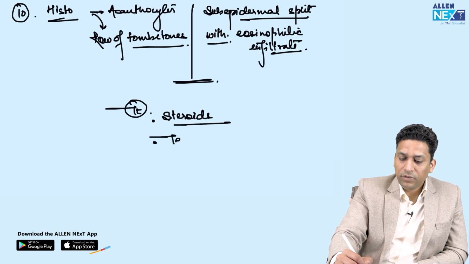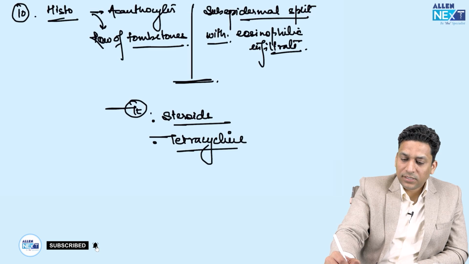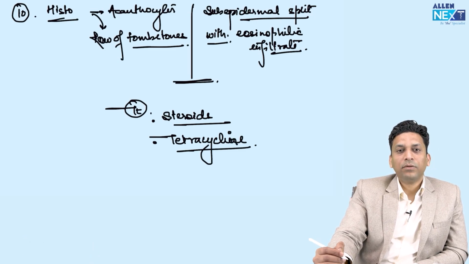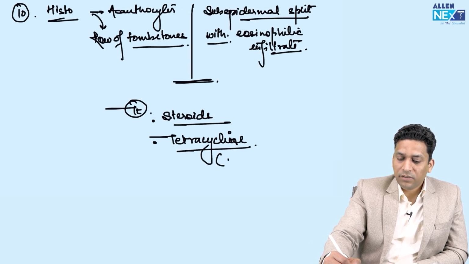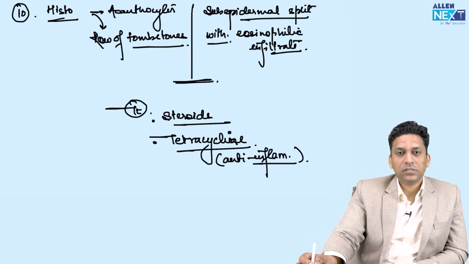There is also a role of tetracycline. Now you might be wondering that tetracycline is an antibiotic. Why are we using it here? Because tetracycline has one more property. It is an anti-inflammatory drug. So it reduces the inflammation, and due to this effect, it is used in cases of bullous pemphigoid.